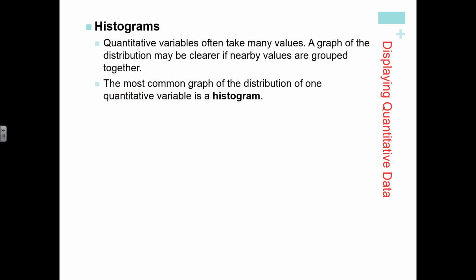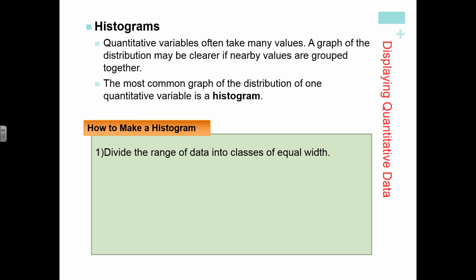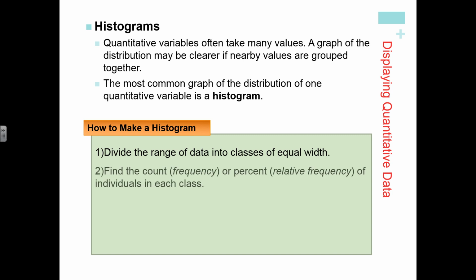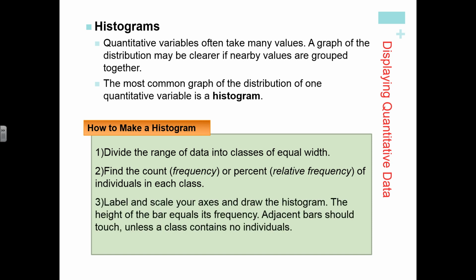All right, the next type of graph we have is our histograms. It's one of our most common types of graph that we use. The way that we make a histogram is we divide the data into classes or bins. If you're using Excel or something like that, they call it bins, but it's classes of equal width. So categories are groups of equal width. You want to find the count or the percent, so your frequency or your relative frequency of each individual in each class. And then you want to label and scale your axis to draw your histogram. Remember, the widths of the bins or the classes have to be equal.